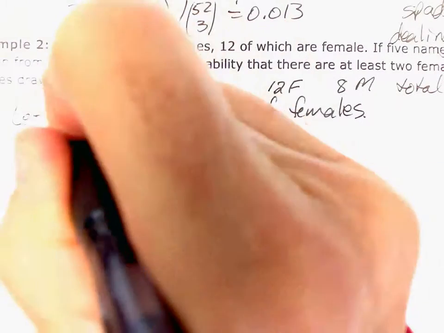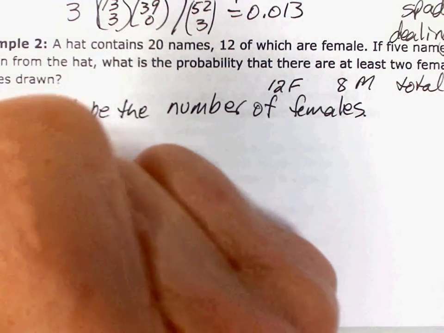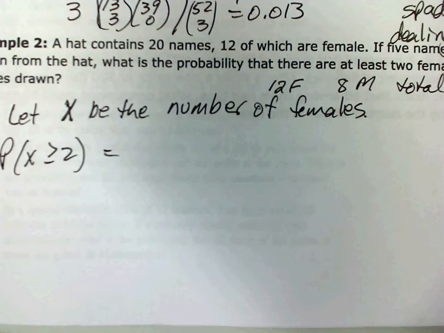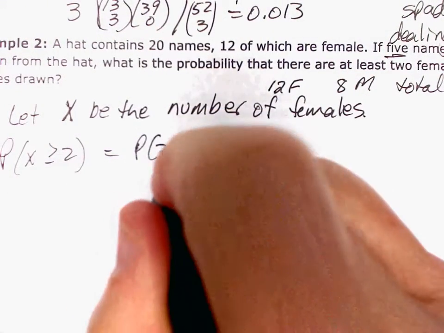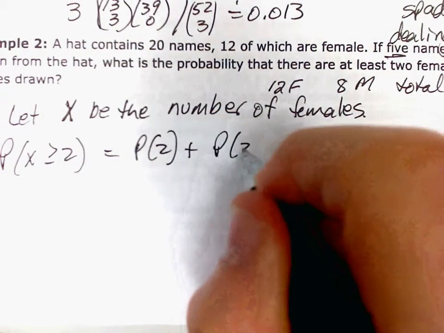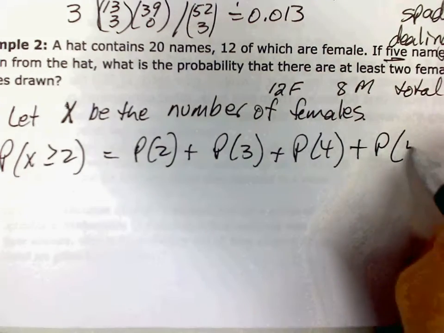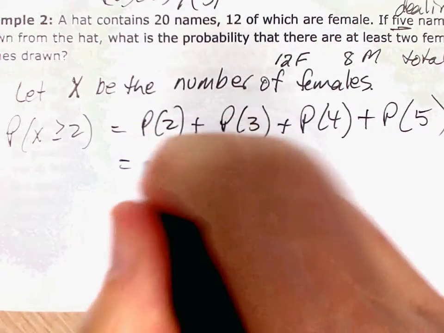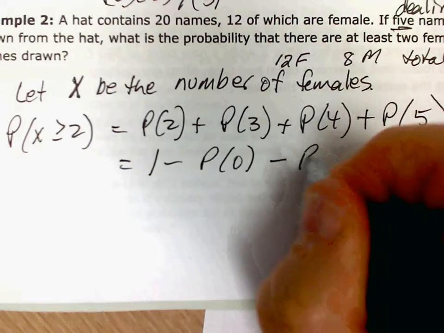Okay. So the probability X is greater than or equal to 2, if 5 names are drawn. So we want the probability of 2 plus the probability of 3 plus the probability of 4 plus the probability of 5. That's a lot of work, so let's just go 1 minus the probability of 0 minus the probability of 1.